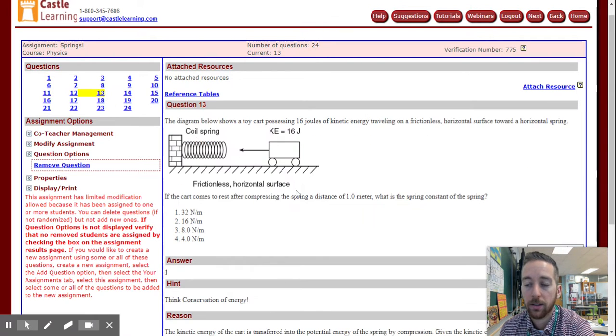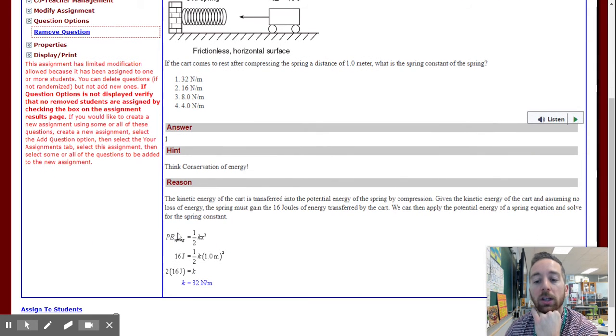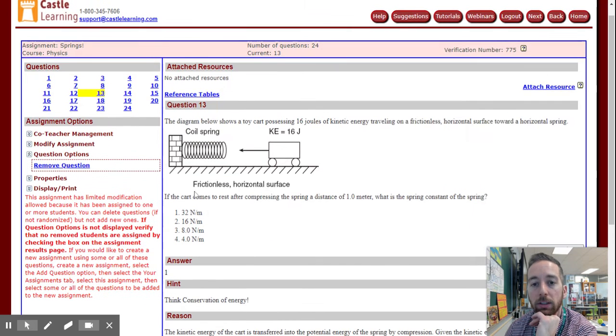All right, halfway done. I like this one. The diagram below shows a toy with 16 joules of kinetic energy traveling on a frictionless horizontal surface towards a horizontal spring. If the car comes to rest after compressing the spring 1 meter, what's the spring constant? This is similar to question 11. We're talking conservation of energy, energy transformation. Yes, it says kinetic energy, but we know at the end that's all going to be stored and converted to spring potential energy. So 16 joules is what we're using for your spring potential. The 1 meter is x, and then you could solve for k using your spring potential energy equation. You get 32.